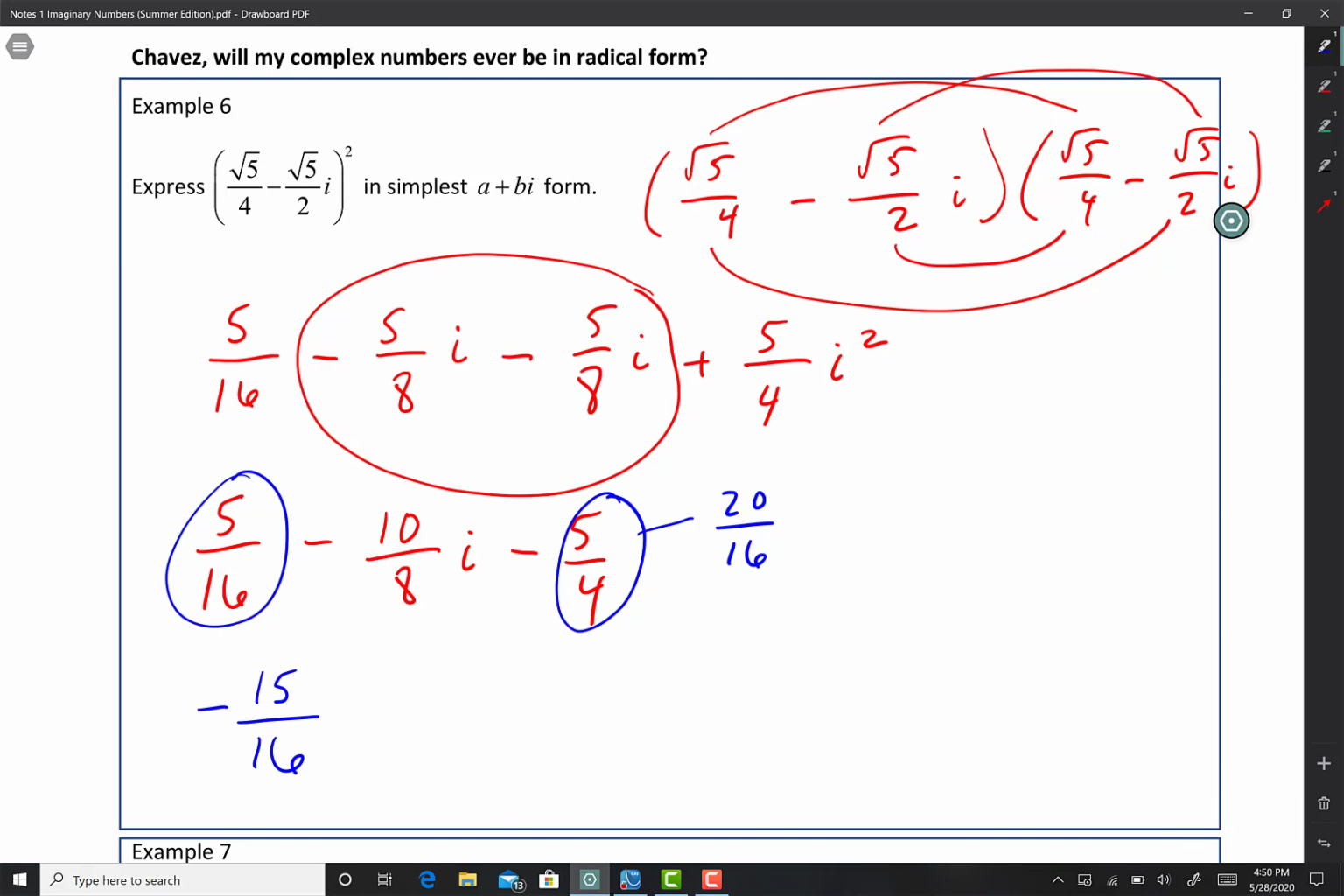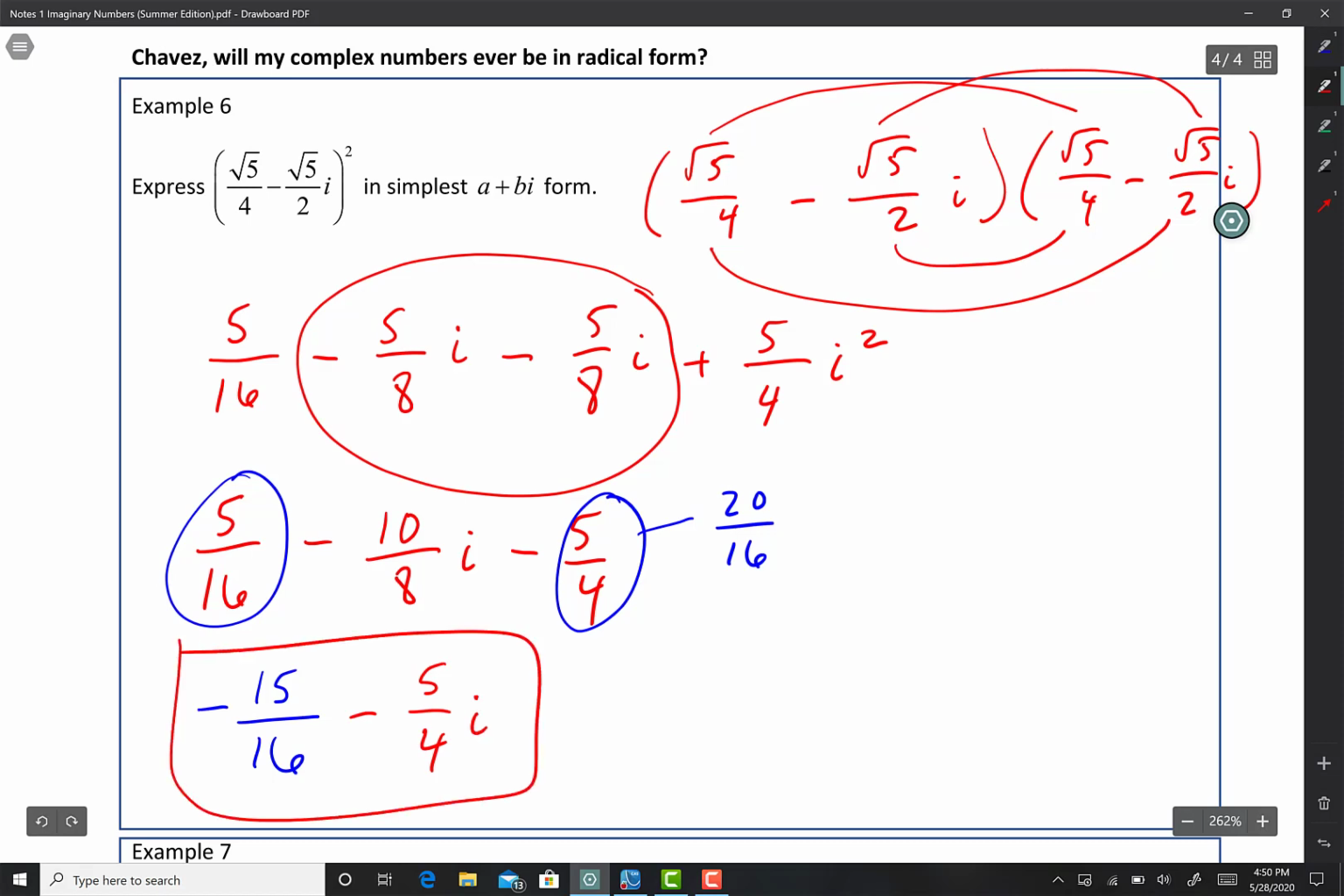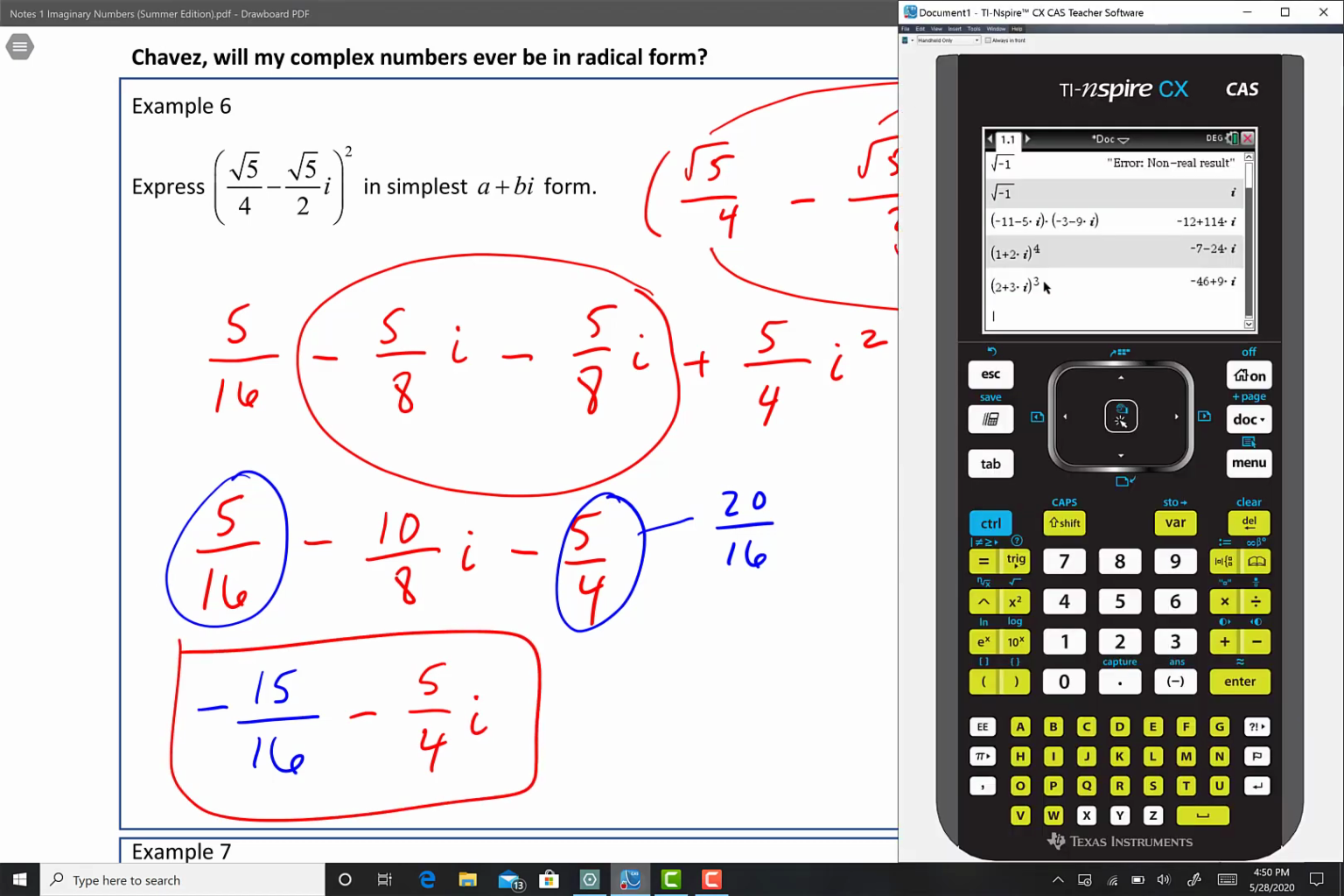And then the 10/8 reduces. 2 goes into 10 5 times, and 2 goes into 8 4 times. So that's just going to be minus 5/4 i. If I didn't do anything wrong, that's what I should get when I type it into the calculator here.